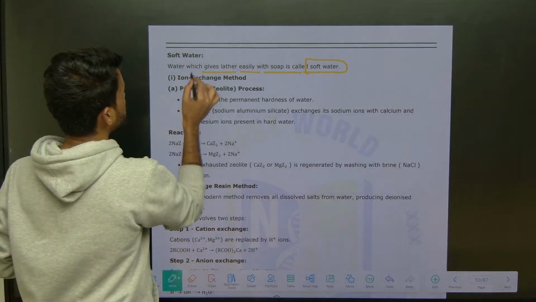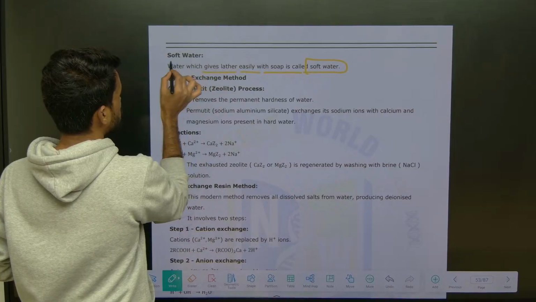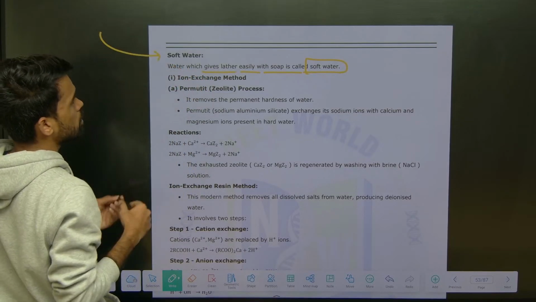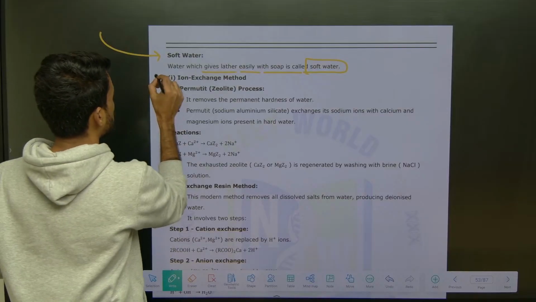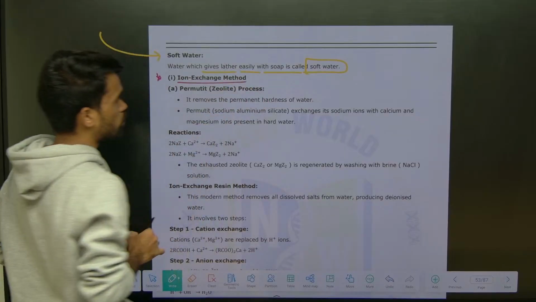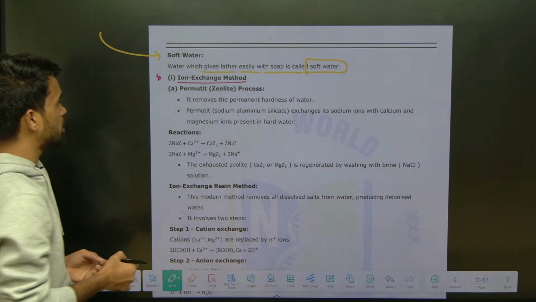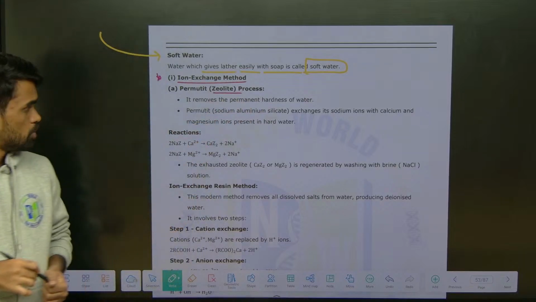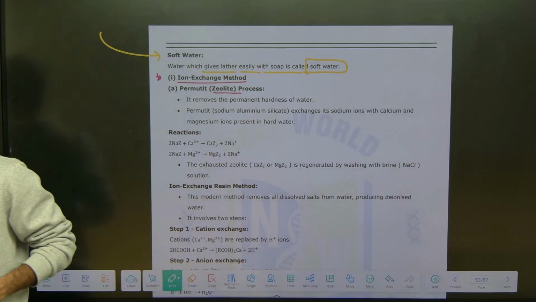Look at here. How can we remove the hardness of water? It means how can we convert that hard water into soft water? Okay, so there are some methods. These methods are again important. The first method is the ion exchange method, the permutit method, or the zeolite process we can say.